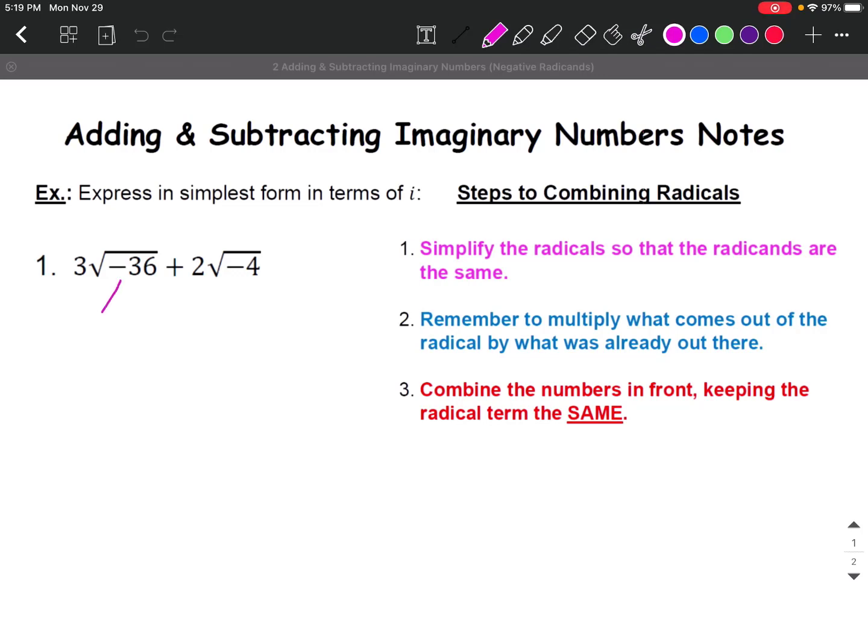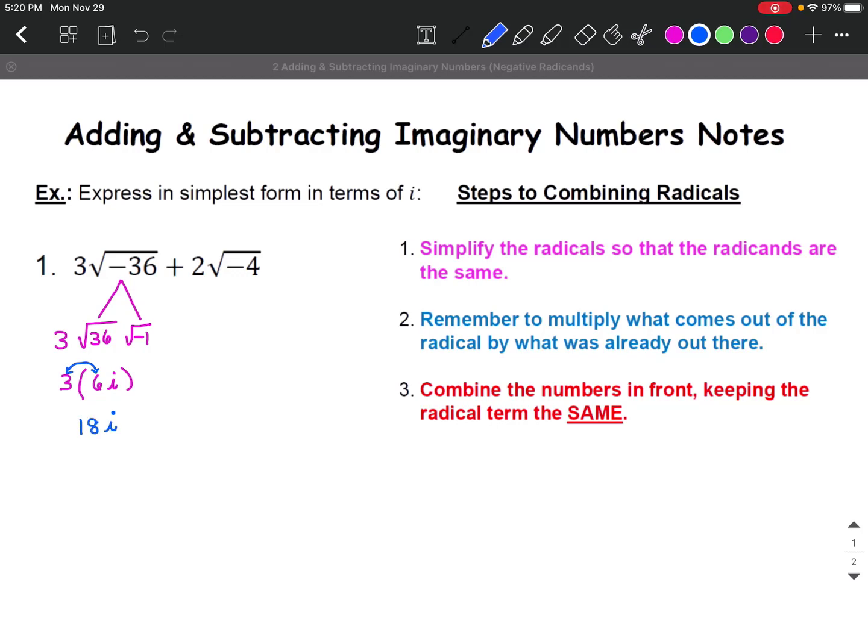So let's break this up. We're going to keep the 3. I do know the square root of 36, and I have that negative 1, so I automatically pull that out. I bring down my 3. The square root of 36 is 6, and the square root of negative 1 is i. Now step 2, we multiply the numbers. 3 times 6 is 18, and I keep my i.